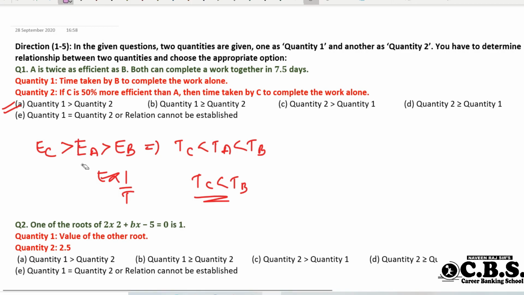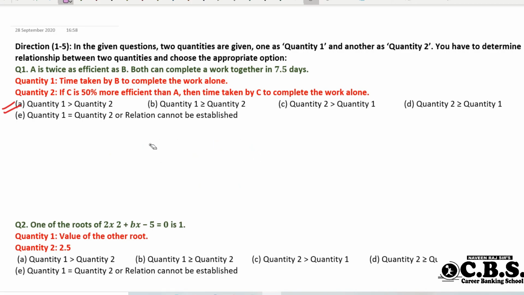If you want a clear-cut explanation, let's get into it. Let's assume A is twice as efficient as B, so the efficiency of A is more than the efficiency of B, in the ratio 2 is to 1. B takes one part and A takes two parts in efficiency. Both A and B complete the work in 7.5, nothing but 15 by 2 days. Clear?